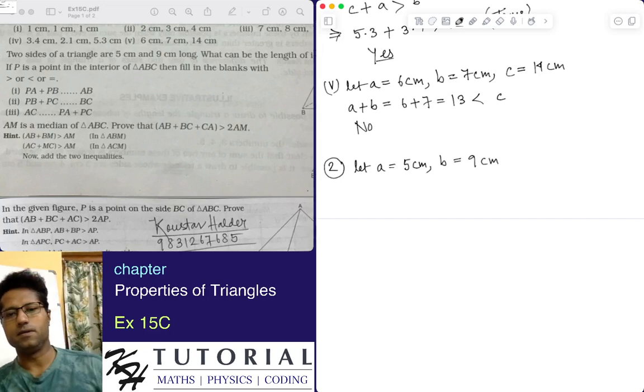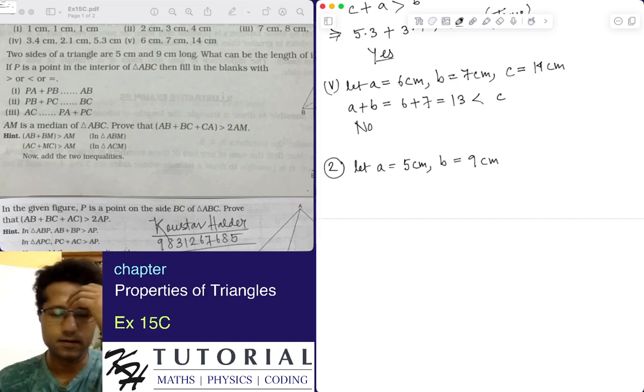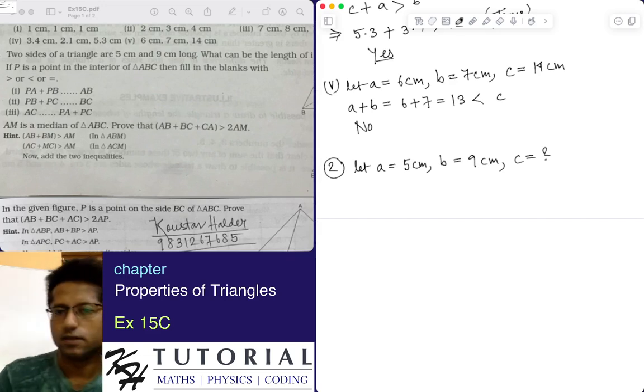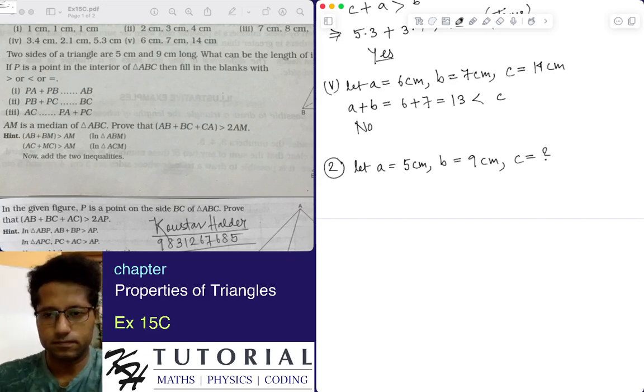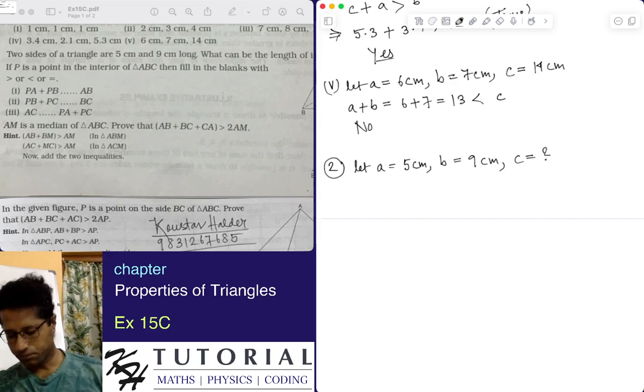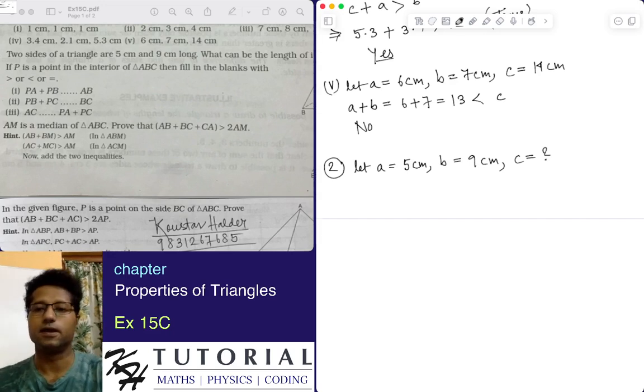By A and B, I mean A to be the length of the side which is opposite to the angle A. So A is 5 centimeter and B is 9 centimeter, and we have to find what can be the value of C, that is the length of the third side. We already discussed that if the lengths of two sides are given in a triangle, what value the length of the third side can have.